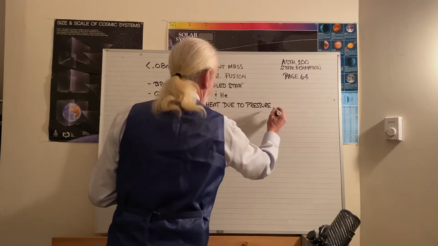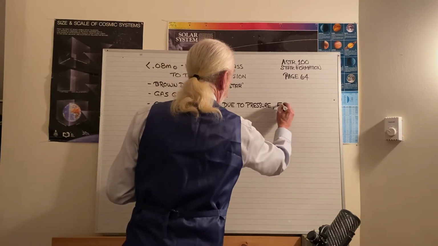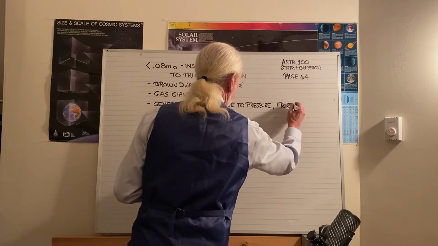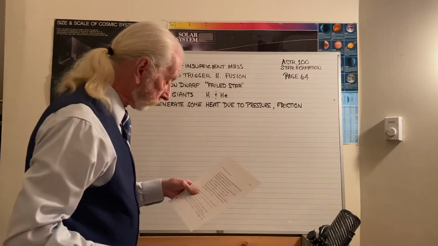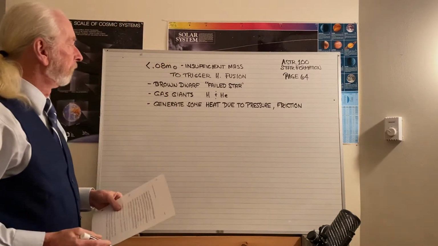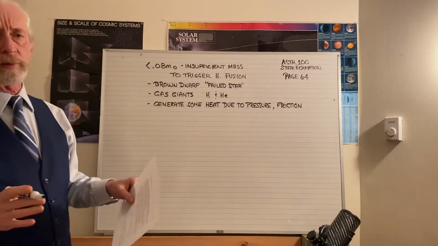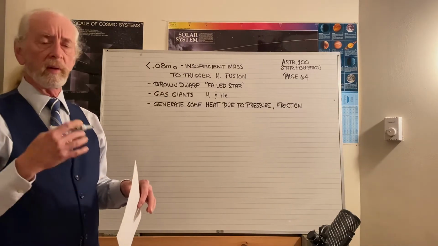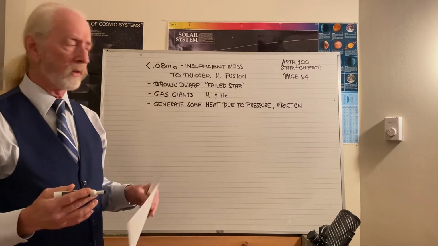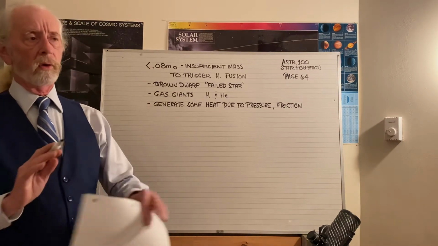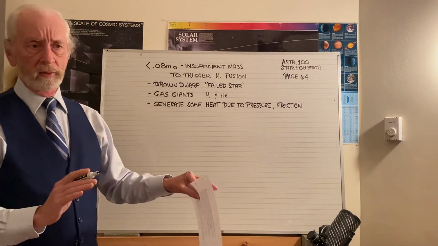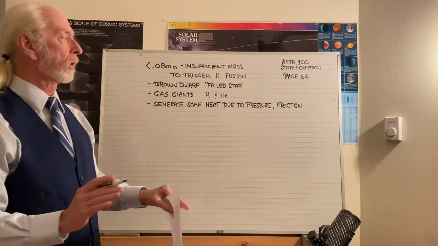And friction. In some cases, these brown dwarfs can do a very limited amount of fusion with hydrogen isotopes, but that's a whole different separate topic that gets pretty dense, and we're not going to go there.